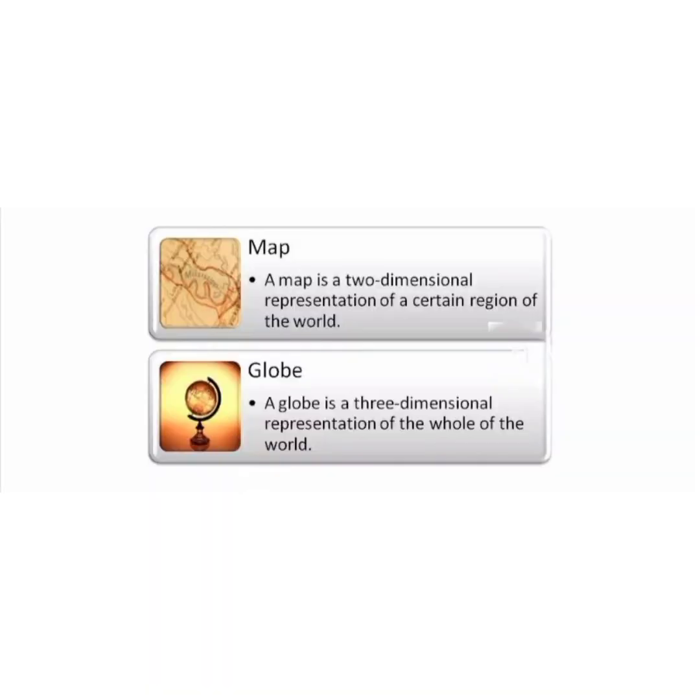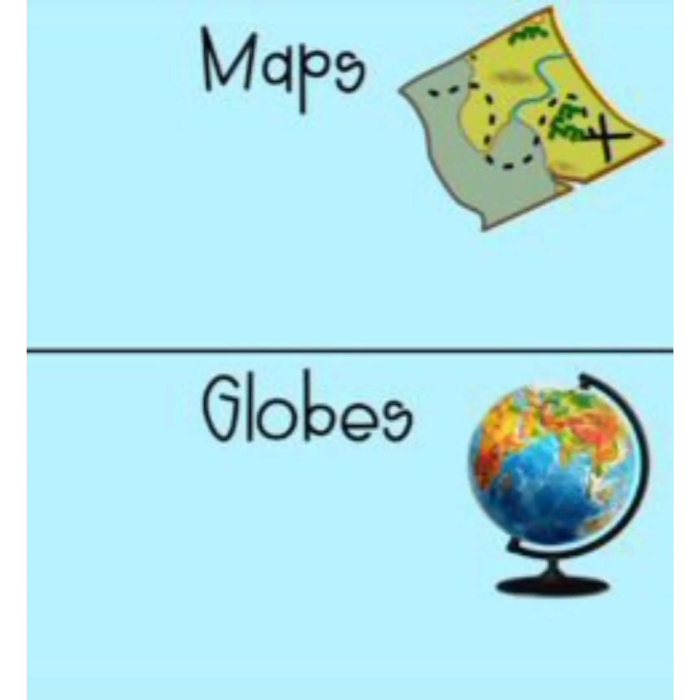And a map provides more information than a globe can, because a globe is the study of the earth as a whole. And what does a map give you? A map gives you information about the surface of the earth, and that also in a detailed way. So that is why a map gives you more information than a globe can.